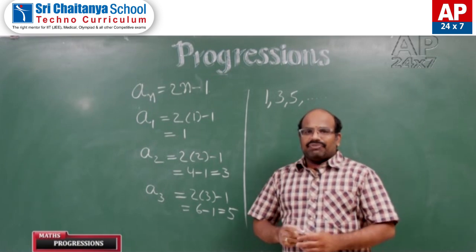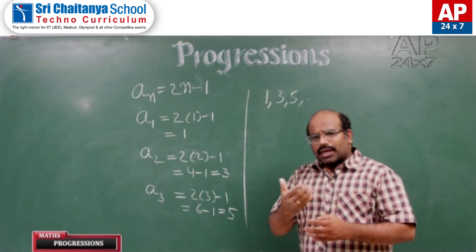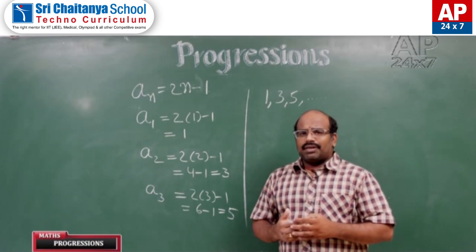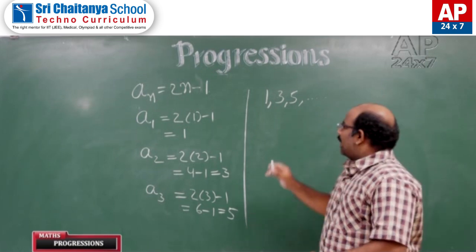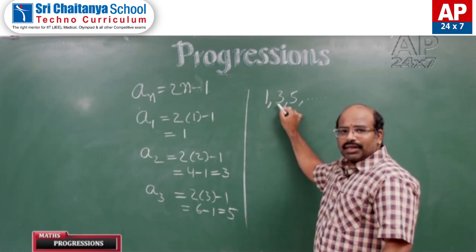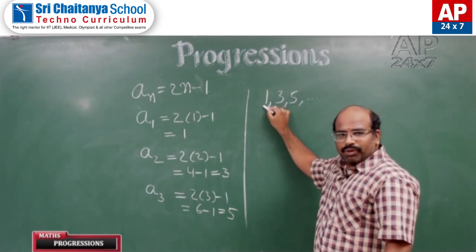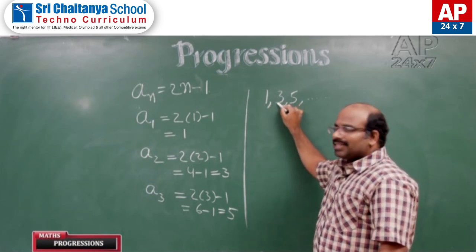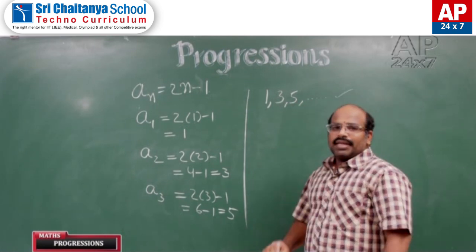Now, let us verify whether the terms are in AP or not. How do we check whether the sequence is in AP or not? Right. We just have to check the difference of the consecutive terms. 3 minus 1 is 2, 5 minus 3 is 2, so the terms are in AP.